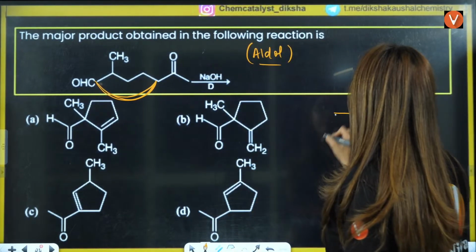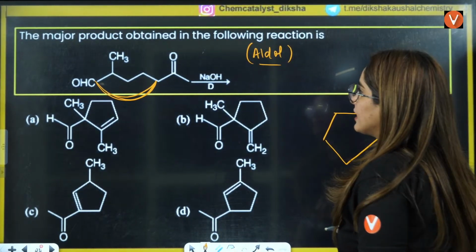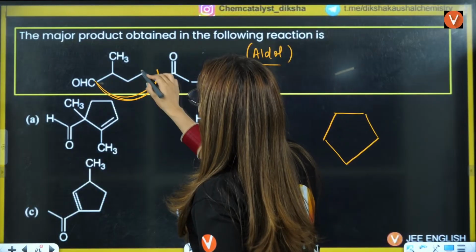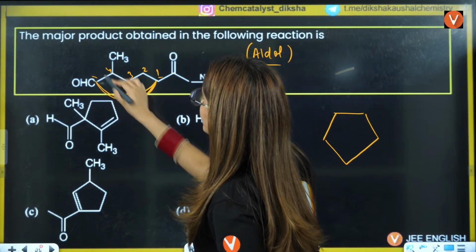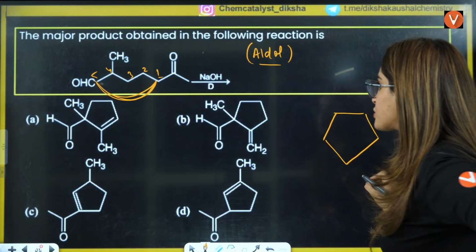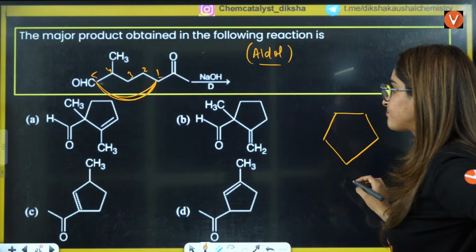So you will have a 5 membered ring, in which if I draw this 1, 2, 3, 4, 5, let's say in the 5th position you have CHO.